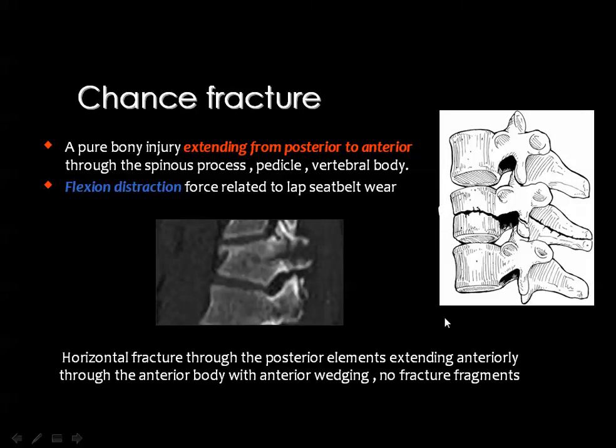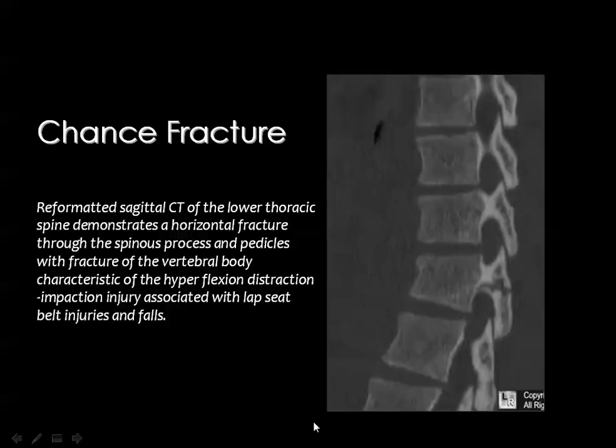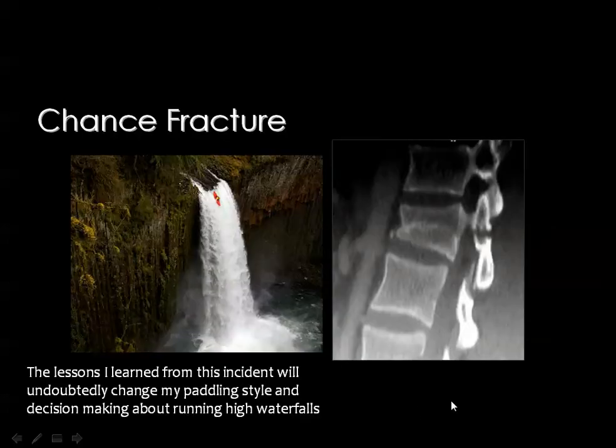Then the fracture can be appreciated very well in the sagittal reconstructed images. So whenever you see the fracture line passing through the vertebral body and the posterior neural elements, then you assume that this is a chance fracture. And this is a good example of a chance fracture of one of the lumbar vertebral bodies passing through the posterior arch. And this is also a chance fracture.